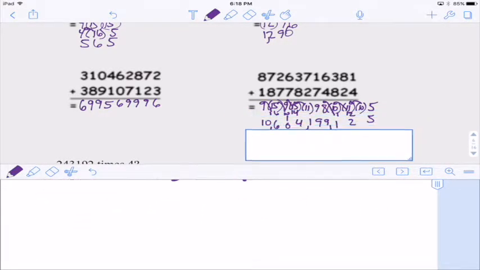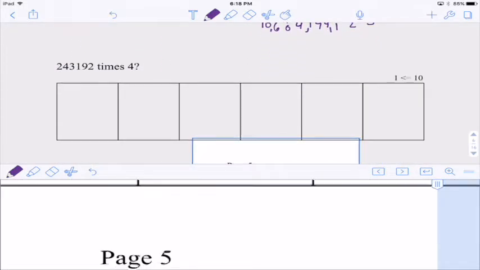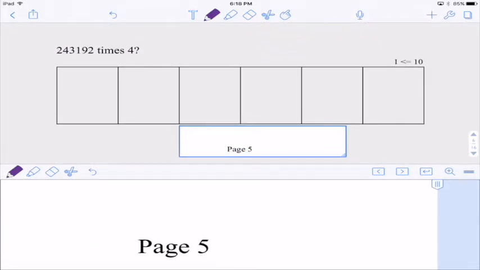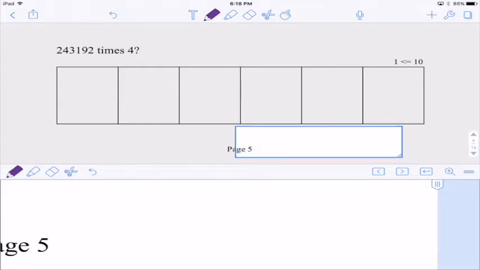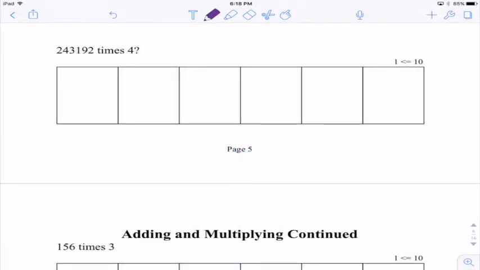10,604,199,125. So really that wasn't that bad. Then let's look at this huge number, and we're going to multiply it by 4. So I'm going to go backwards to make it easy. So we need 2 dots. We need 1, 2, 3, 4, 5, 6, 7, 8, 9, 1, 1, 2, 3, 1, 2, 3, 4, and 2.